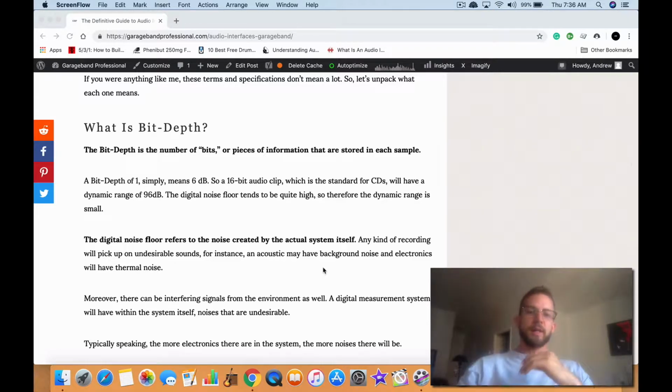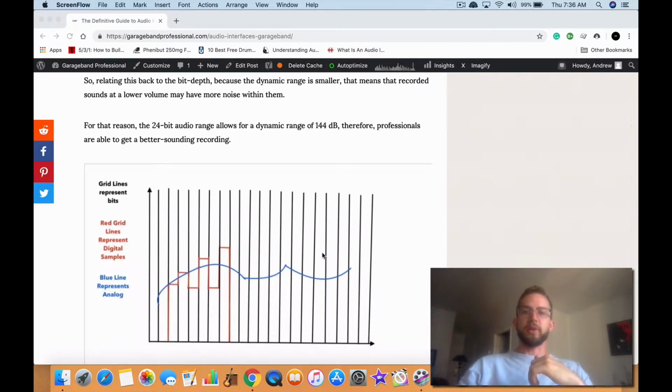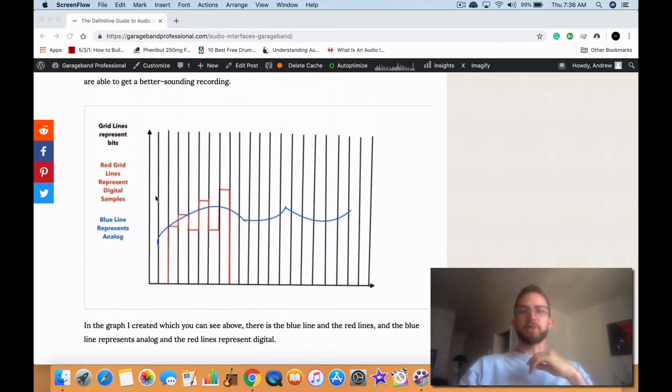So I'm going to show you this graph that I created right here. You can see in my graph here, by the way, it's not a great graph, but each grid line is kind of meant to illustrate a bit. And here's your digital recording. It's this red right here. You notice how it's chopped up into squares. That's meant to illustrate a digital recording, because you have all this information that's recorded within each one of these bits. Whereas the blue line is an analog and it's just one continuous line.